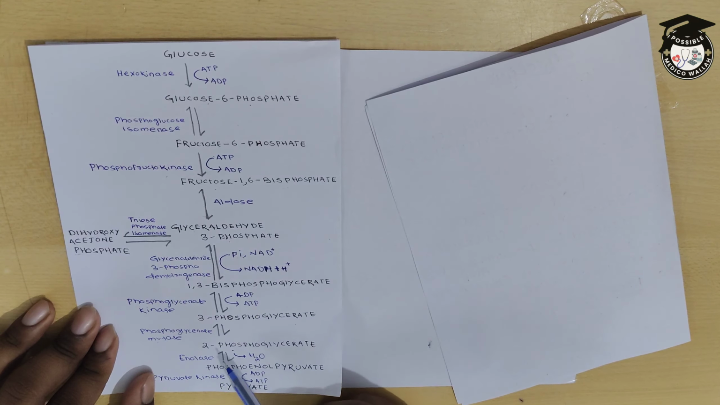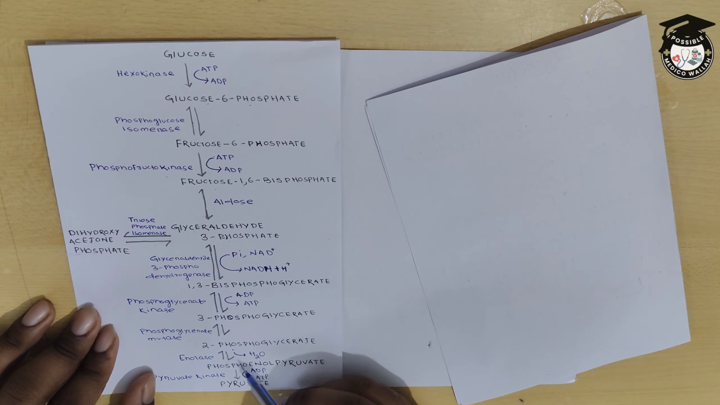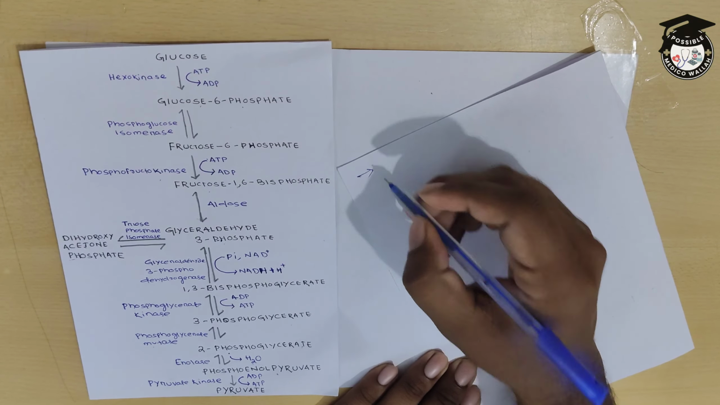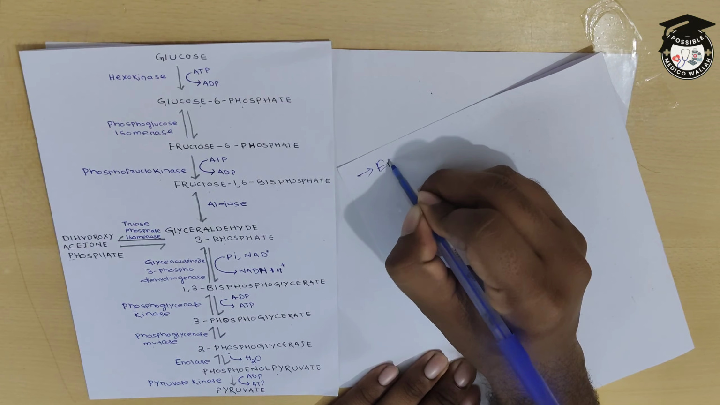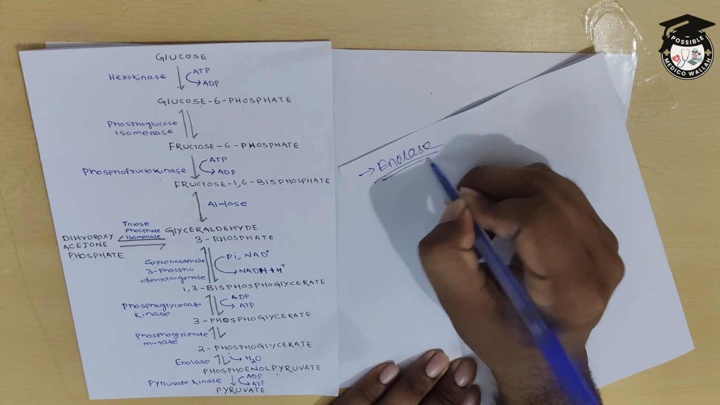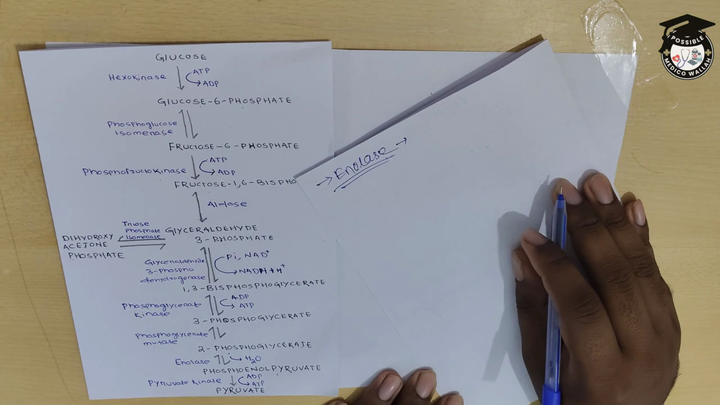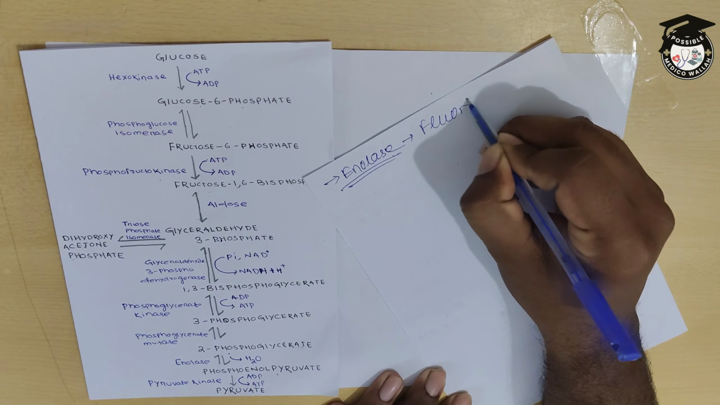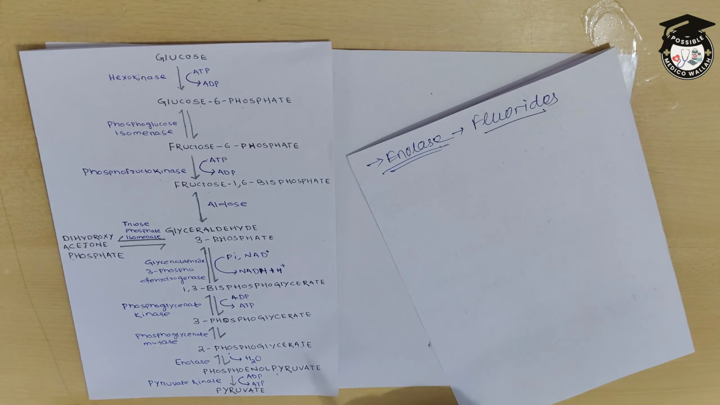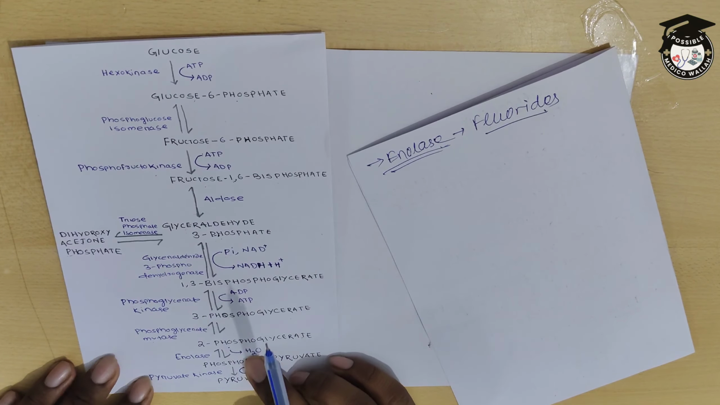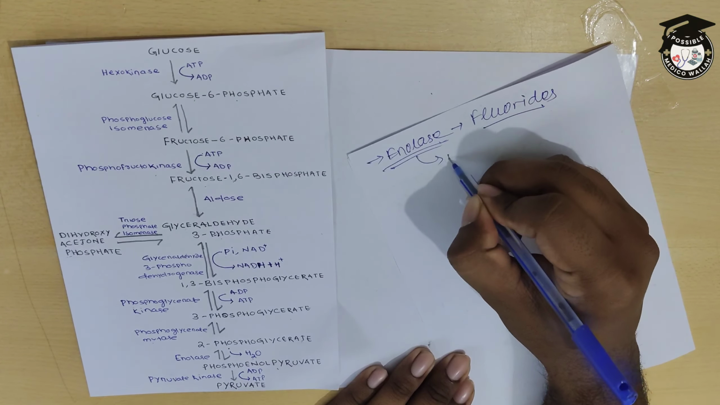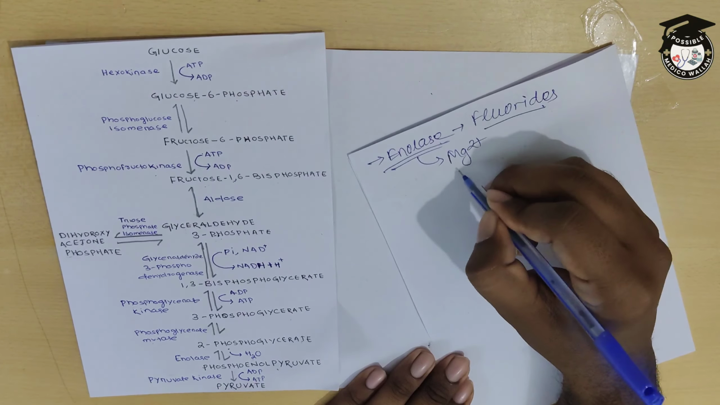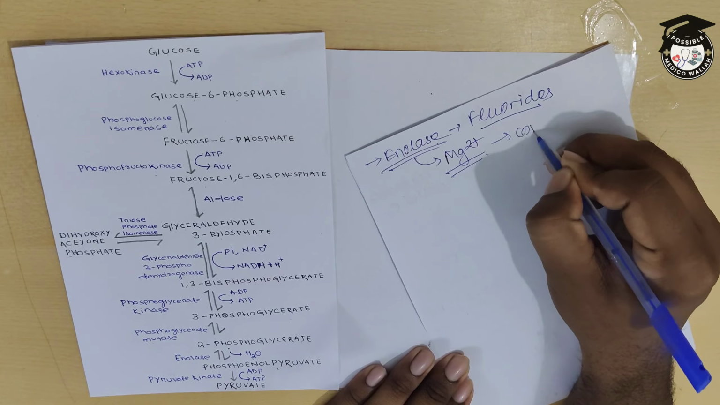Come to the next step, 2-phosphoglycerate is converted to phosphoenolpyruvate in the presence of enolase. The enolase enzyme is inhibited by fluorides, which means fluorides can inhibit this step, and enolase requires Mg2+ as a cofactor for action.